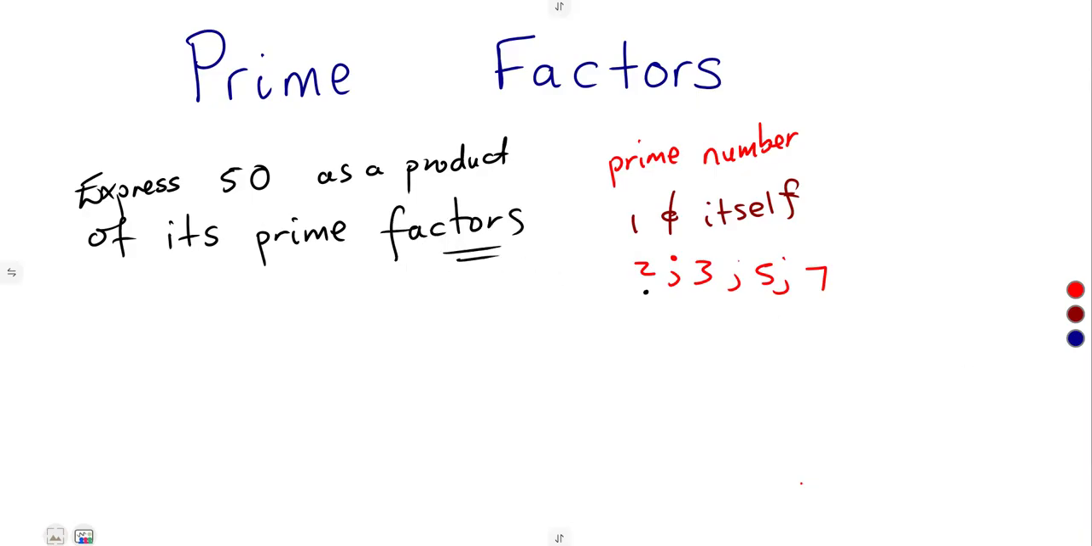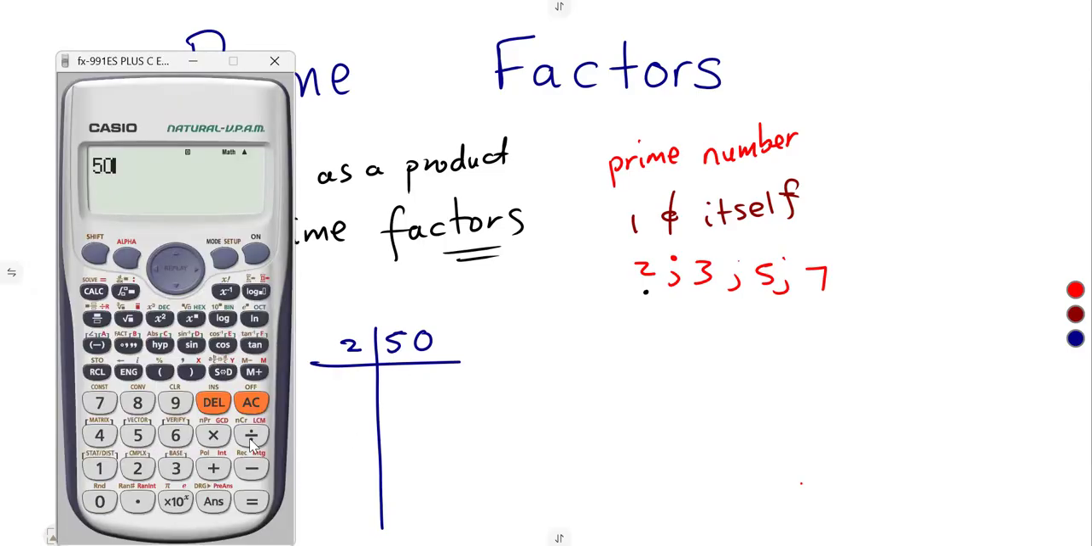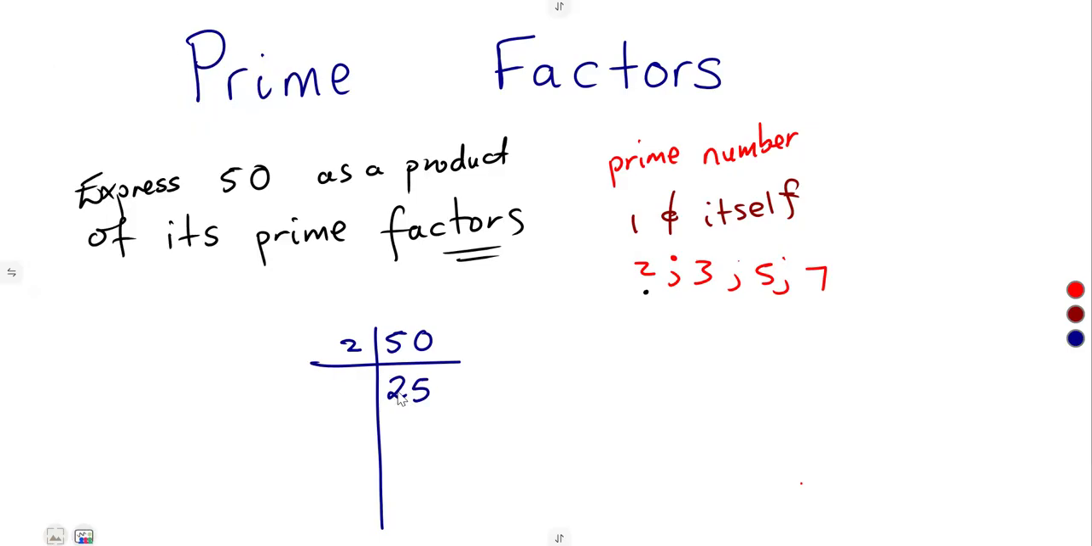Okay, so using the ladder concept or the ladder diagram, we're going to start with the smallest prime number, which is 2, 3, and so on. So we try 2. Is 2 a factor of 50? Yes, it is a prime factor of 50. 50 divided by 2, you can even use a calculator if you do not understand. 50 divided by 2 is 25. So you have 25 here. This is the new number that you have now.